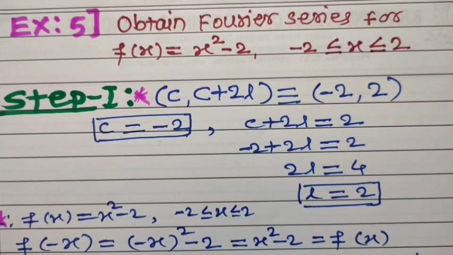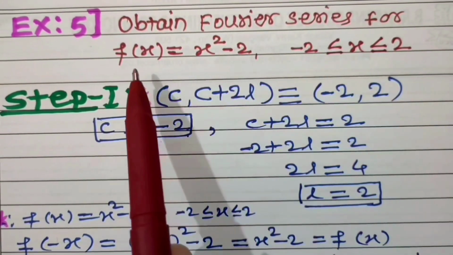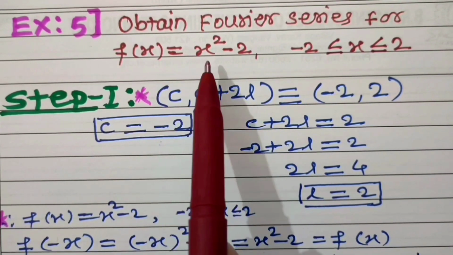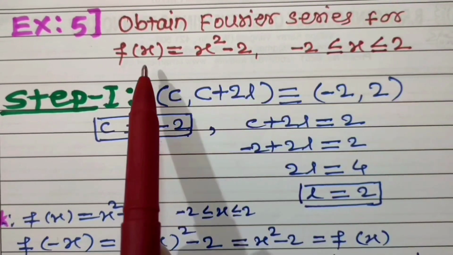Let us solve example number 5. Obtain Fourier series for f of x is equal to x square minus 2 in the interval from minus 2 to 2. F of x is having single value in single interval.